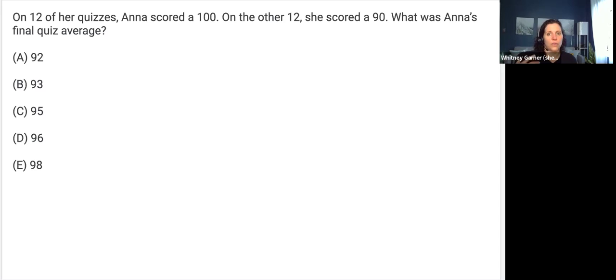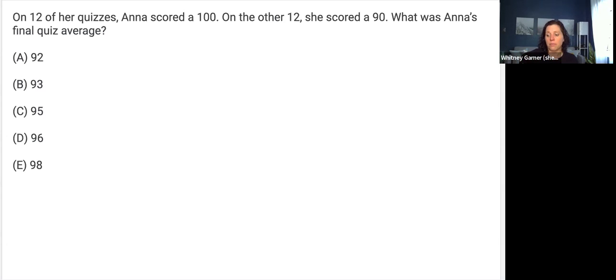So we've got a scenario where we're clearly talking about averages because the question says the word average. Generally, I'm going to look at answer choices first. I've got answer choices that are all whole values, all in a compressed range between 92 and 98. As we read the question, we're introduced to Anna and a quiz grade. Of her first 12 quizzes, she scored 100. And then we find out that on a second 12 of them, she scored a 90. And I want to know what her final quiz grade is.